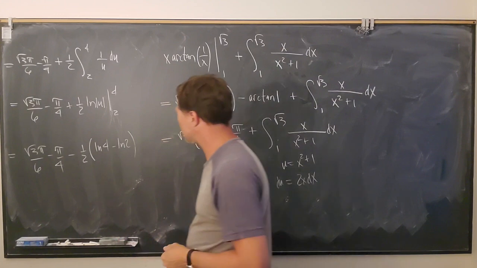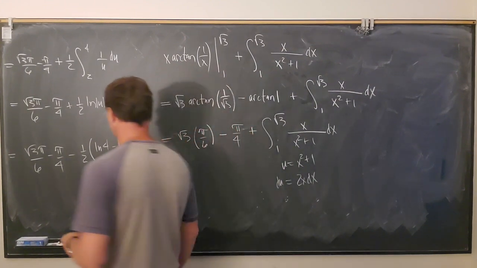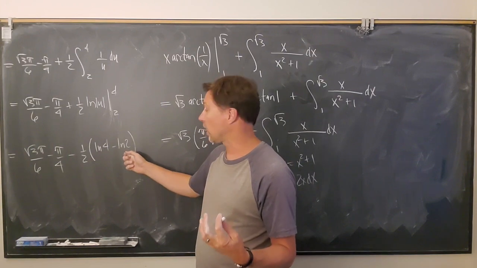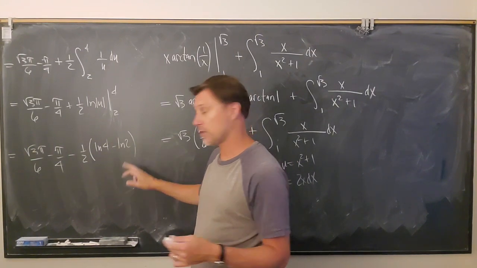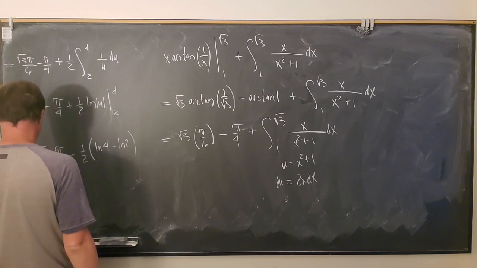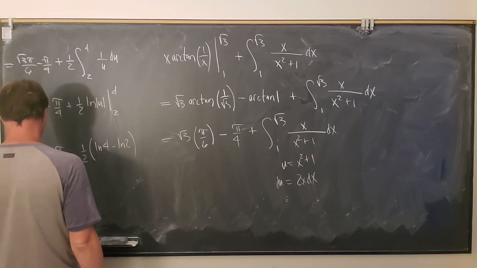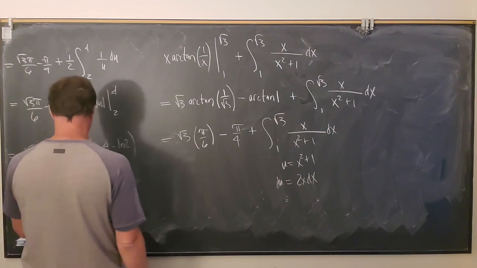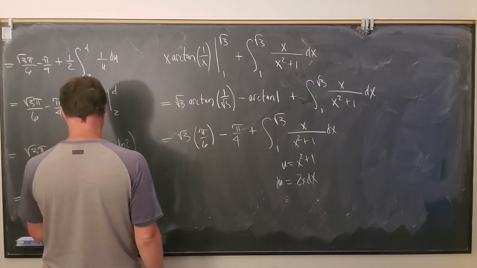You can simplify this a bit. I guess we probably should. Natural log of 4 minus natural log of 2, using rules of logs, is natural log of 4 divided by 2. So now let's get this in final form: root 3 pi over 6 minus pi over 4 plus 1/2 natural log of 2.